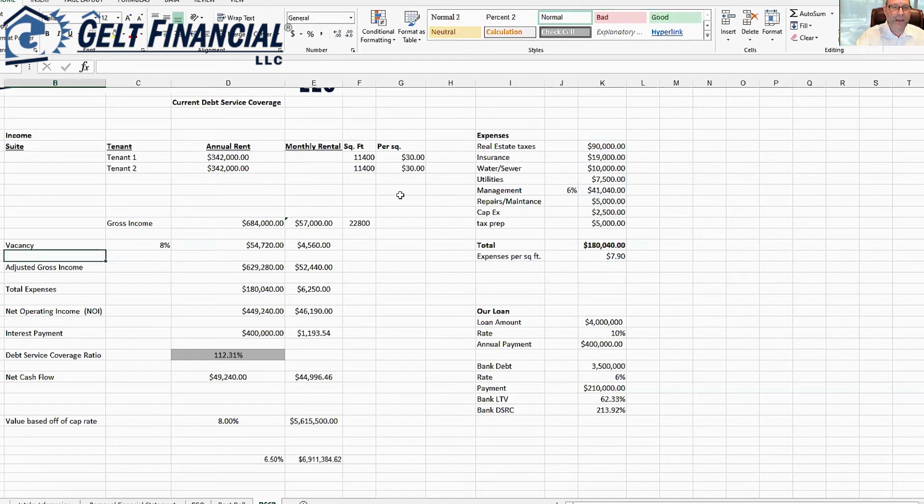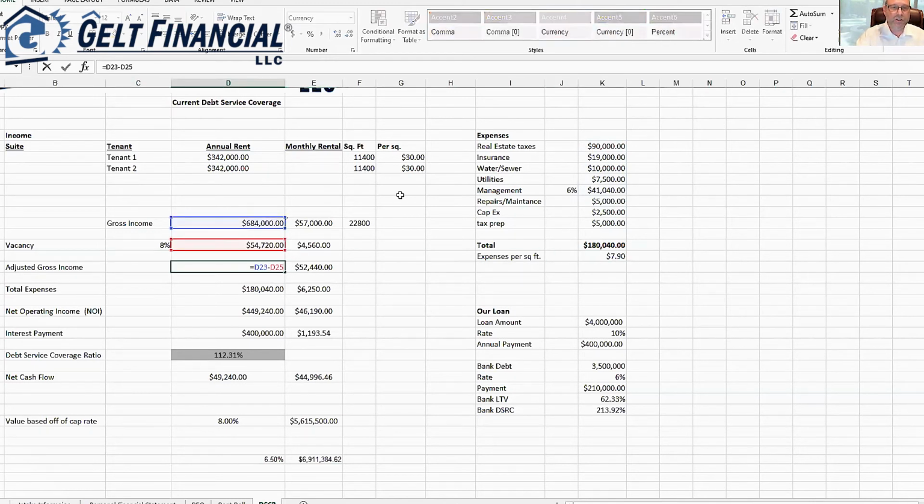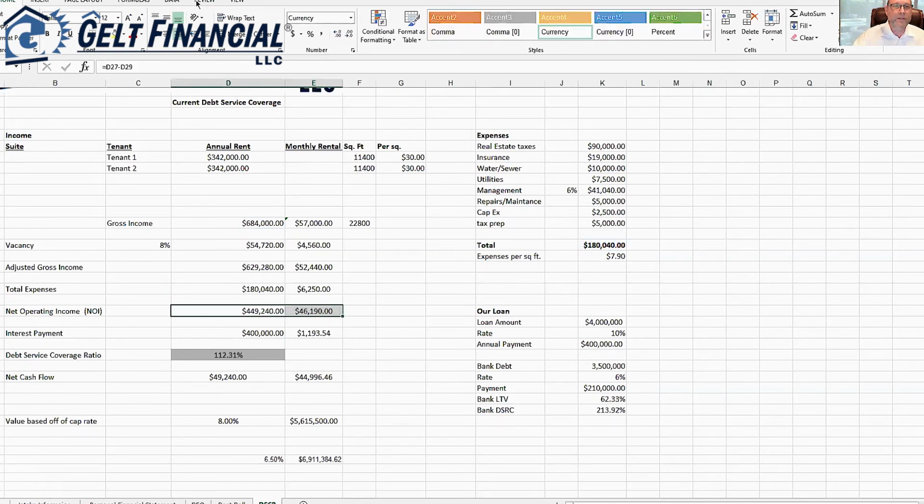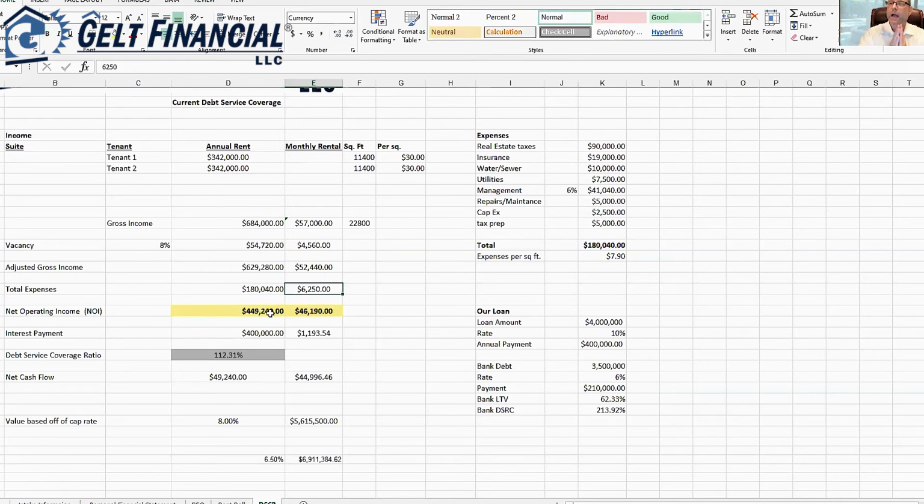It has expenses of $180,000. It has a vacancy of 8%. It gives you an adjusted gross income of the gross income minus the vacancy, 629. I'm going through this fast because I want you to learn this on your own. I really want to deal with the cap rates and the total expenses of 180, which is carried forward over here. But ultimately, you're getting an NOI. So let's highlight this and put this in yellow.